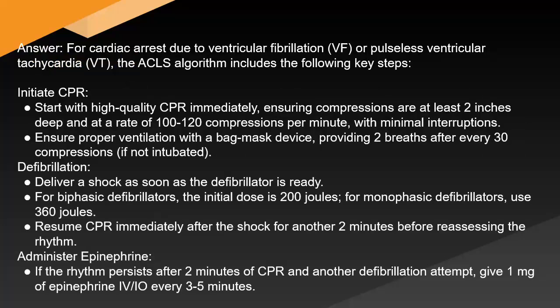Answer: for cardiac arrest due to ventricular fibrillation, VF, or pulseless ventricular tachycardia (VT), the ACLS algorithm includes the following key steps. Initiate CPR. Start with high-quality CPR immediately, ensuring compressions are at least 2 inches deep and at a rate of 100-120 compressions per minute with minimal interruptions. Ensure proper ventilation with a bag-mask device providing 2 breaths after every 30 compressions, if not intubated.